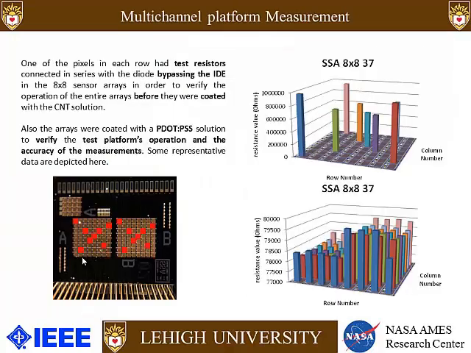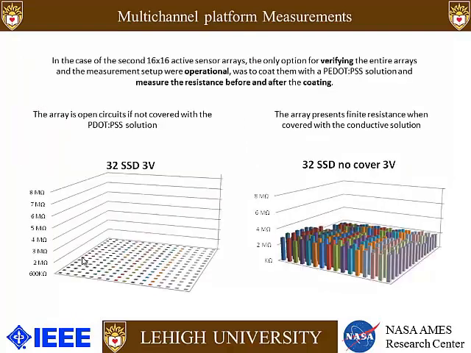And then, in order to measure them, one of the pixels in each row had test resistors connected in series with the diodes, bypassing the interdigitated electrodes. As you can see here, these red ones are the ones that have the resistors connected in series. That's because this is how we measure. We acquire the resistance value of the resistors that we have fabricated ourselves in order to make sure the setup is working. And then we cover the entire 8 by 8 arrays with a PEDOT:PSS solution that is conductive. We did the same thing in order to verify that our arrays were operational by coating them. Initially, we measured the 16 by 16 arrays without any PEDOT:PSS solution, and then we covered them with the PEDOT:PSS, and we were able to measure the baseline resistance.